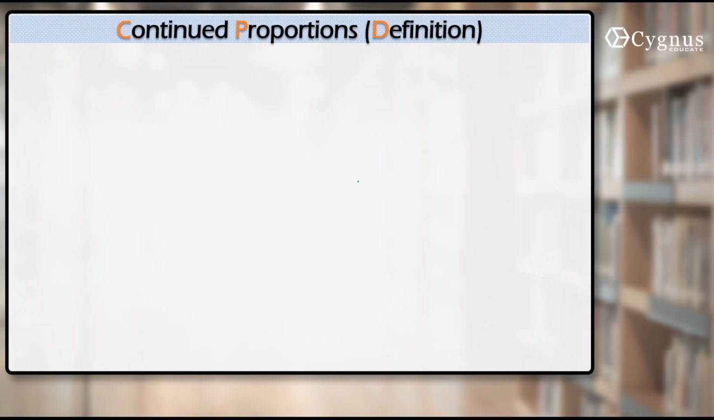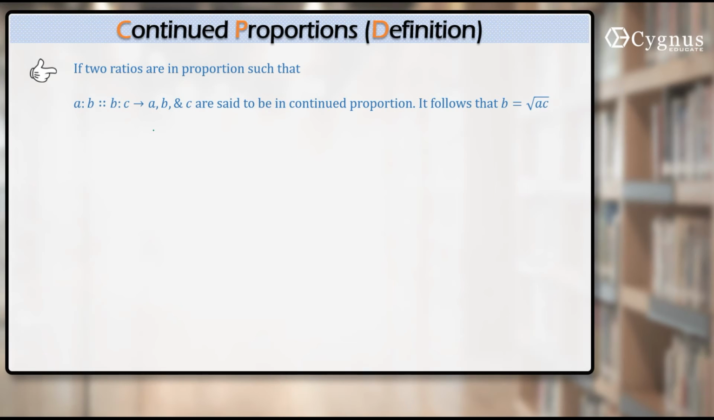Now, there's one more property, that is continued proportion. If A, B, C are given in continued proportion, what does it mean? You can say that A by B is equal to B by C. If there is one more term, we'll say this is equal to C by B. So here, let's try to prove it for these two terms only.